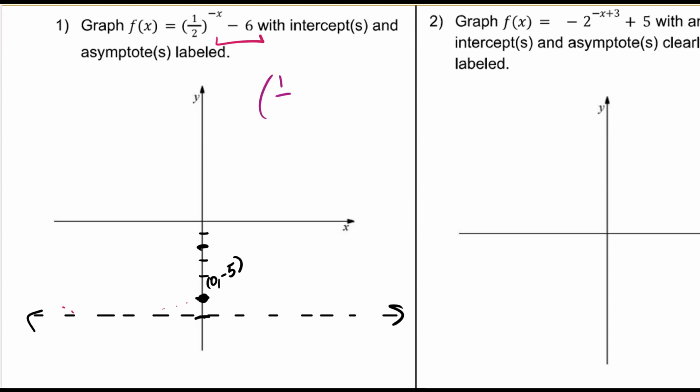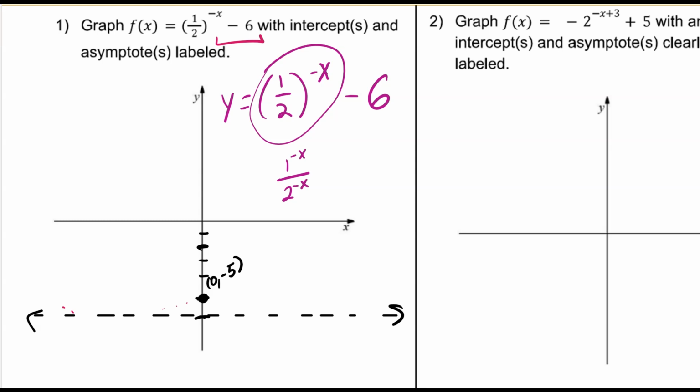If I look at this function, for very large values of x, as x gets larger and larger and larger, this actually gets bigger and bigger and bigger, because that's the same thing as 1 over 2 to the negative x, or equivalently 2 to the positive x over 1, which of course would just be 2 to the x. So off to the right, for very large values of x, that's going to get bigger and bigger and bigger, right? 2 to a big number is a huge number.